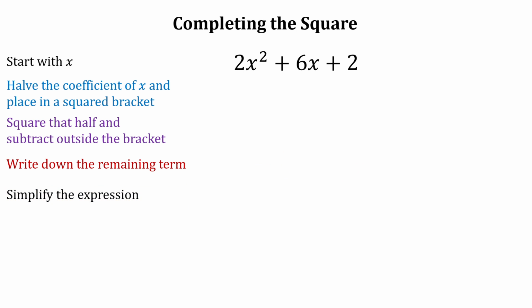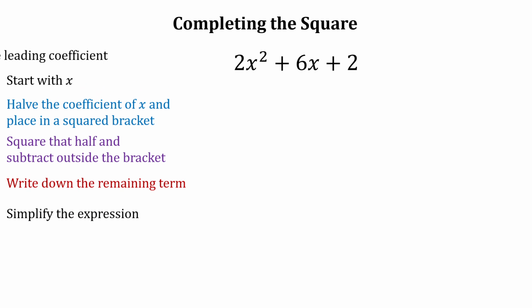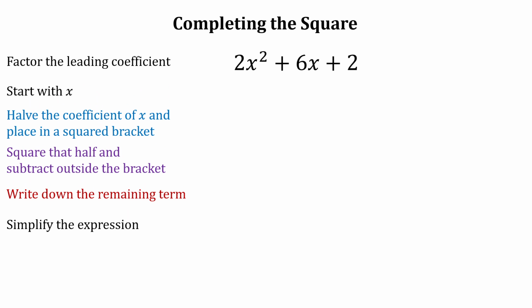In this expression, the leading coefficient is 2. So, in the first step, we need to factor out the leading coefficient. That means we divide each term by 2, and the expression becomes 2 times x squared plus 3x plus 1. Now, the expression inside the bracket has a leading coefficient of 1, so we can follow the exact same steps as in the previous examples.